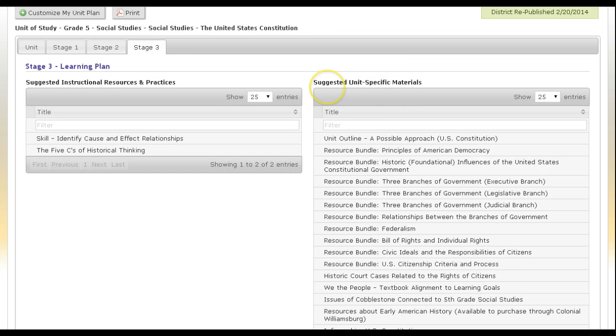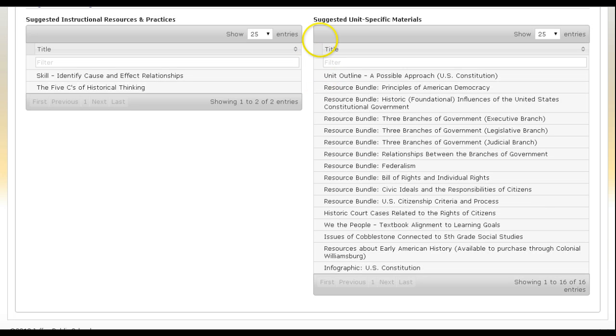The stage 3 tab is where we start to think of what are the lessons and activities that I'm going to do in my class. So I'm going to start over here on the right, and I want to explain how this is organized. The very first thing you're going to see at the top is a unit outline, a possible approach. This helps teachers see how you might chunk out the unit. And then you're going to see that the resource bundles down below are organized to match the way the unit outline is set up.